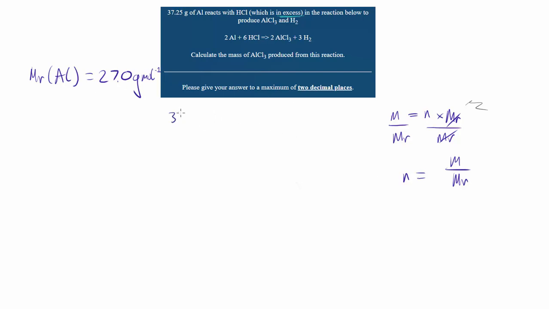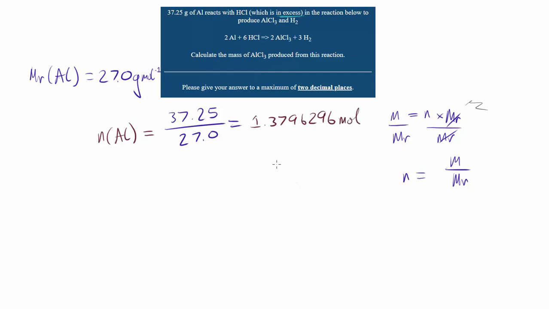So that's going to be 37.25 divided by 27.0. I invite you to have a go with this on your calculator to work out the number of moles. If you had a go, what you should find is that the moles of Al is going to be 1.3796296 moles.